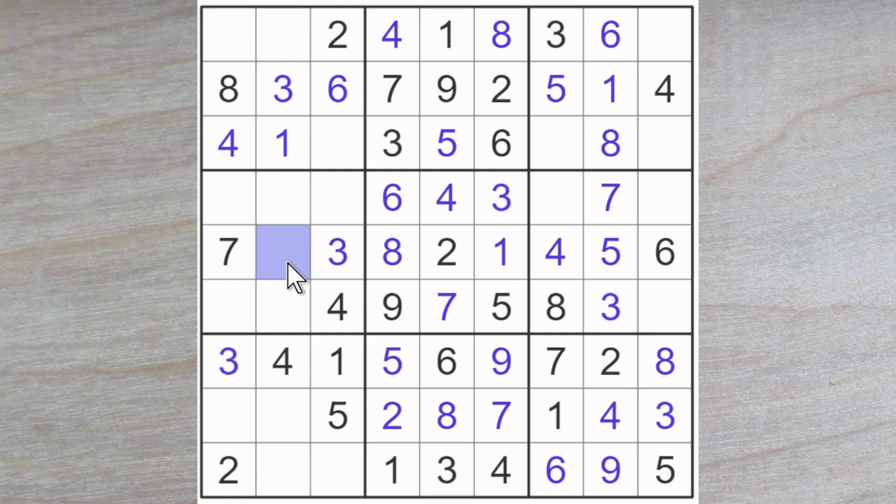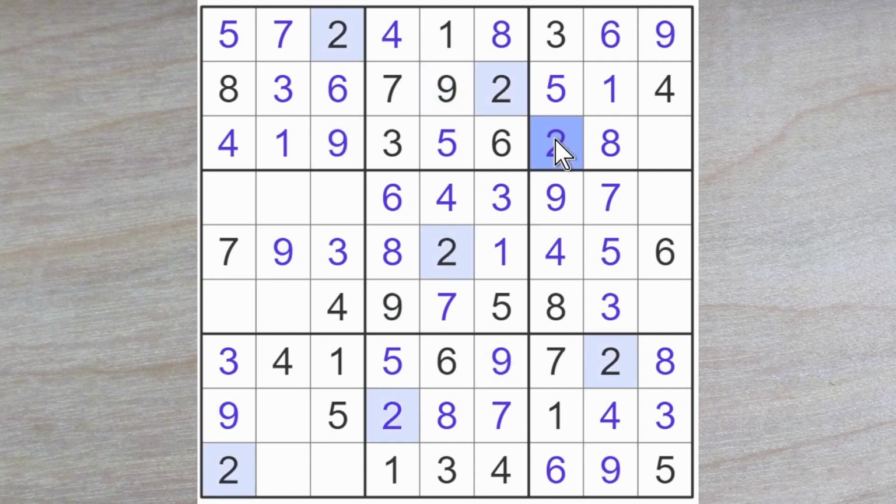This square must be a 9. And the 9 blocks down. This 9 blocks over. This therefore is a 9, making this a 9. These now must be a 5 and a 7. The 7 blocks up. So the 5 goes here and the 7 here. And that gives me a 9 for this square. And also, of course, now for this square.